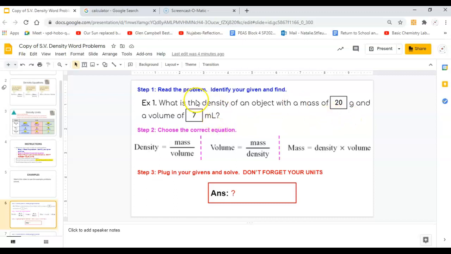So once I have that, I'm solving for density. So I go to the next step, which is choosing the right equation. Since I'm solving for density, the equation I'll use is the first one, density equals mass over volume. And now I'm going to drag and drop the values that I have into the variables. This is the plugging in part. So that's step 3. The 20 grams, the 20 is going to go where my mass is, and the 7 will go where my volume is. So now I have my density is equal to 20 divided by 7. This is the math I need to do to solve for density here.